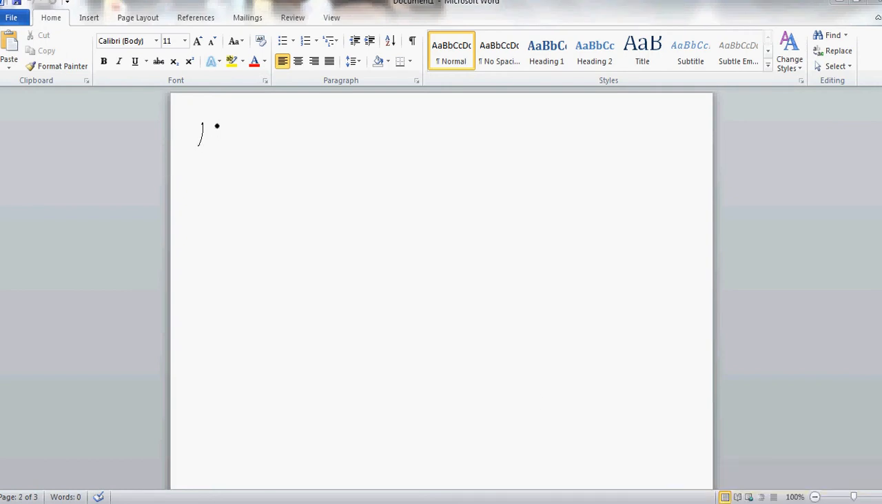Example number 11. The natural log of the cotangent of u equals the natural log of the cosine of u minus the natural log of the sine of u.